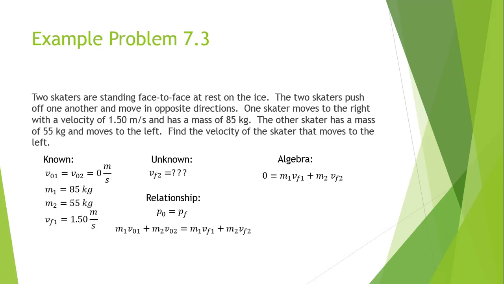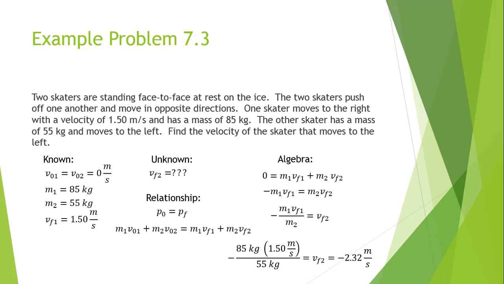And I can now solve this for v final 2. Subtract m1 v final 1 to the other side, divide by m2, and what we're left with is that v final 2, when I actually do my math, is negative 2.32 meters per second. So the negative says the person travels to the left, and the 2.32 meters per second tells us how fast the person is moving. So in both these problems we use conservation of momentum, this relationship, to solve the problem.